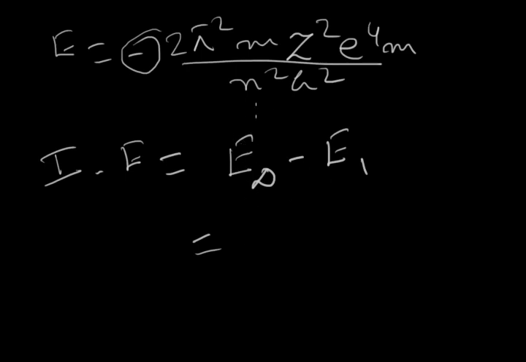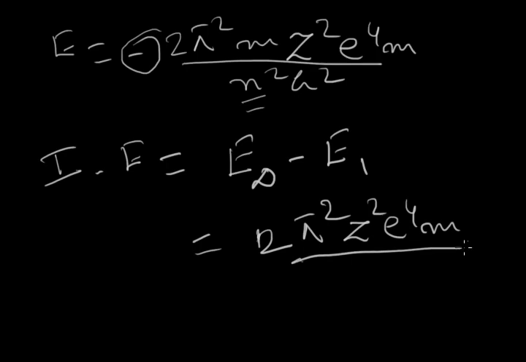Now, when n is infinity, the value 1 by n square tends to 0. So, the ionization energy is 2 pi square z square e to the power 4 m by h square, the negative sign being omitted. This is the value of the ionization energy of the electron.